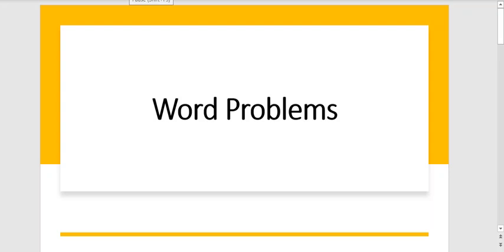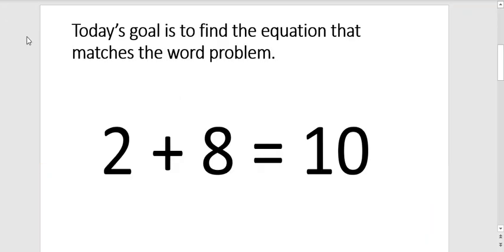So today for math, we're going to continue to learn about word problems. But before we go into our word problems for today, I want to review some vocabulary with you.